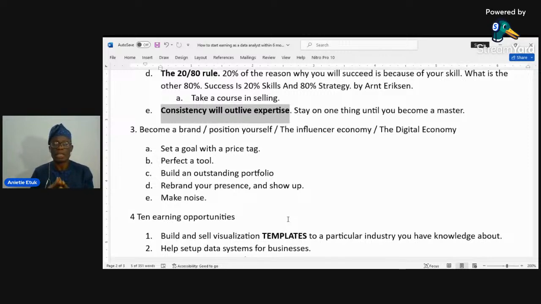Are we together? Then number D is to rebrand your presence and show up. I want to be specific, because one of the easiest ways to market yourself without spending much is your social presence. A lot of us abuse our social media. On your social media, you quarrel with everybody. Everything that happens, if a mosquito drops, you talk about it. If there's a TV show, you talk about it.